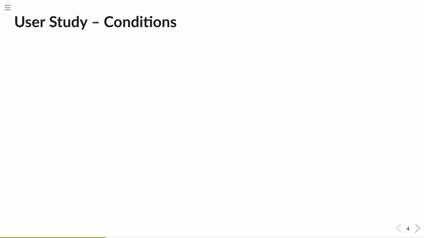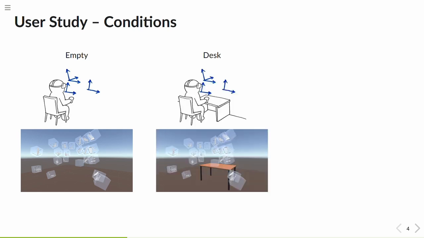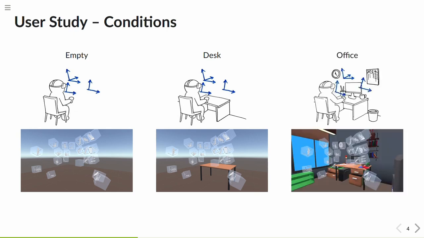This being said, we ended up with 3 conditions in our user study: empty as a baseline condition, desk with only one prominent landmark being a desk, and a virtual office with lots of room decoration serving as virtual landmarks. With this setup, we wanted to investigate, on the one hand, the strategies users employ to arrange scatterplots for analysis tasks, and on the other hand, the impact of varying amounts of landmarks on memory performance.